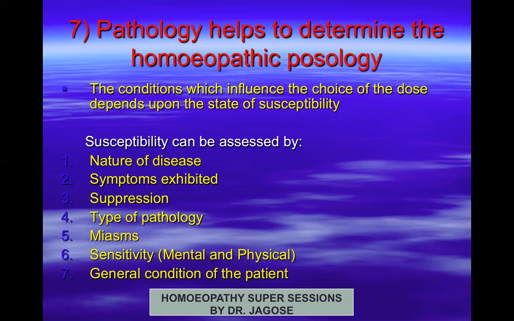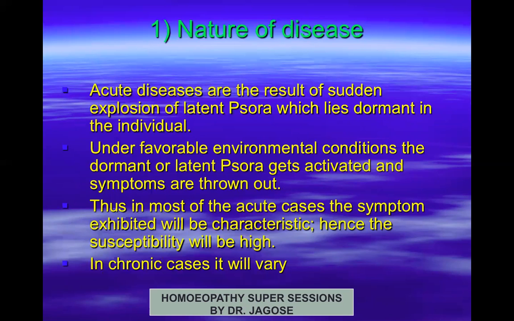I will explain this to you as we go forward. First one is the nature of the disease. So let us deal with an acute disease as well as the chronic disease. Acute diseases are the result of a sudden explosion of latent psora which lies dormant in the individual. So Dr. Hahnemann has said that the psora lies dormant, lies quiet, or is slumbering in an individual, or in short, it is inactive in a healthy individual. Well, under favorable environmental conditions, the dormant or latent psora gets activated and the symptoms are thrown out.